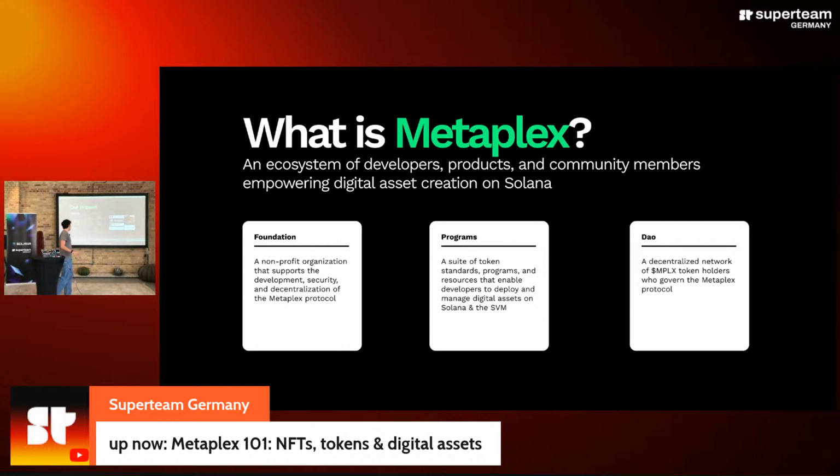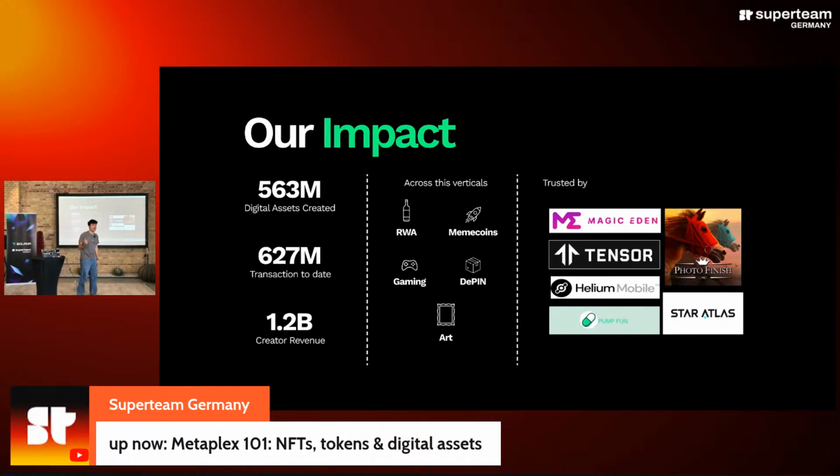So, some numbers at scale. This is actually not very updated, because since the last time I did this presentation, we grew massively. We have almost 880 million digital assets created, more than 900 million transactions to date that use our protocol, and we created 1.7 billion in revenue for creators that use NFTs, fungible tokens, and all our programs.